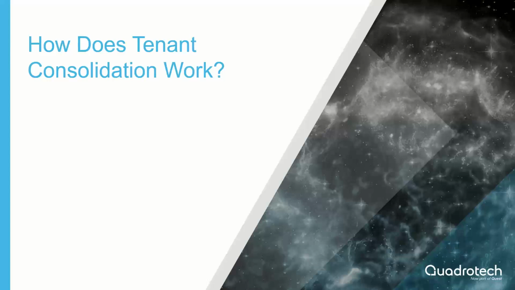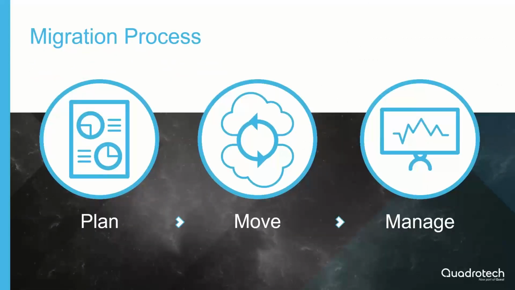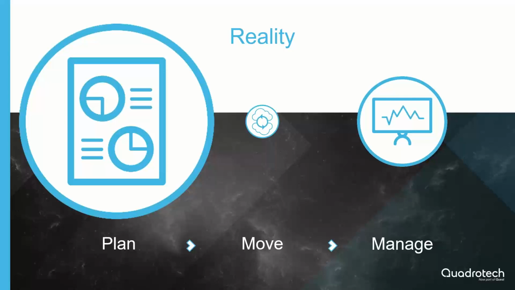Okay, so how does tenant consolidation work? There's a process behind the story of how we get from our starting point to our ending point. The three big pillars that we typically communicate are the planning phase, the moving of your data and the management of moving your data, and your post-migration needs. In reality, the planning is the biggest part of the story. One of the things we highly emphasize in this process is the three P's: plan, plan, plan.